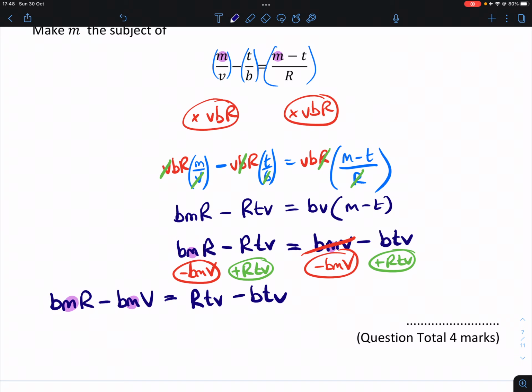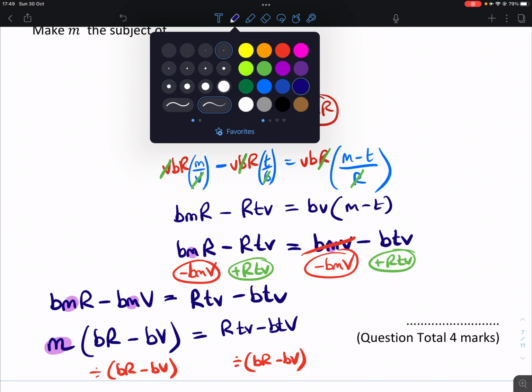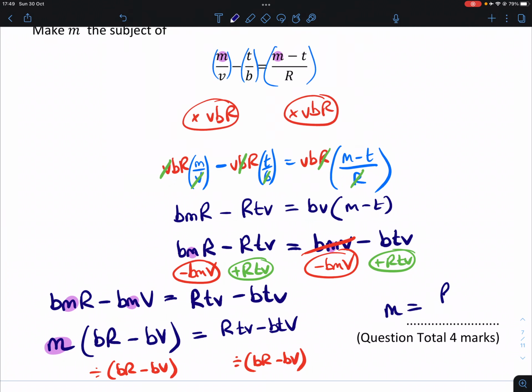So when you have this scenario, you've got to take your variable out as a common factor. The main goal here is that you need only one M so that you can then get it by itself in the formula. So if I do that, I will have M bracket BR minus BV. On the other side, I will have the following. Nothing's changed. And then our last step, if I divide both sides by that bracket, then I will get M on its own. And so my final answer here will be M equals RTV minus BTV all over BR minus BV.